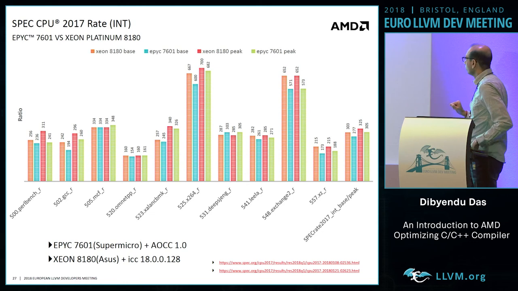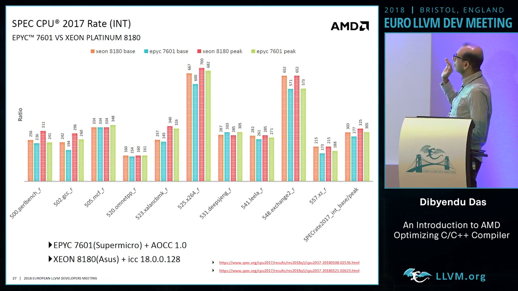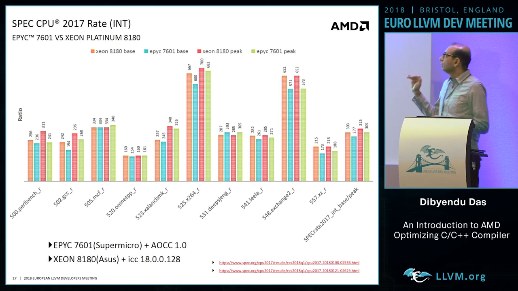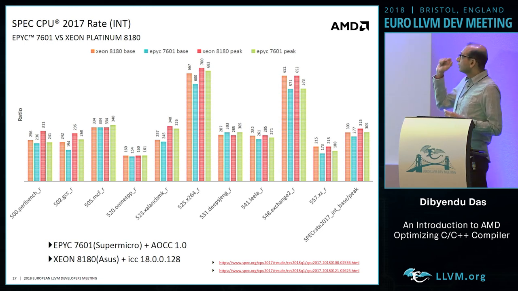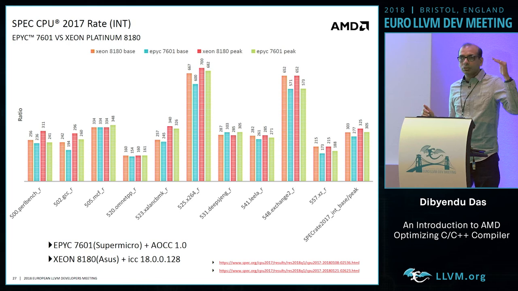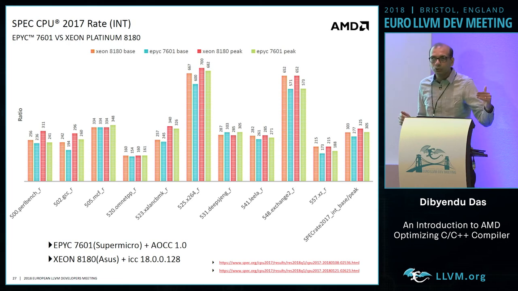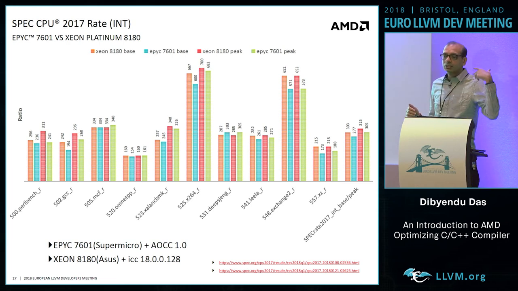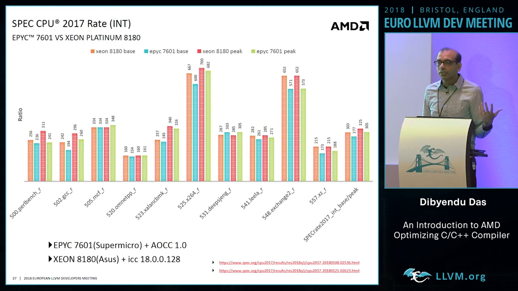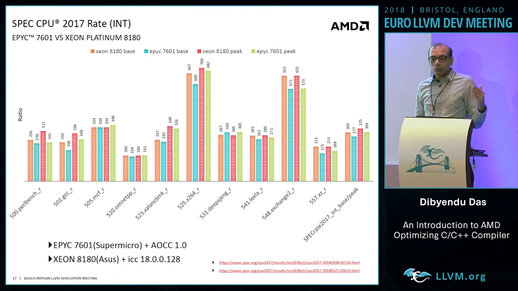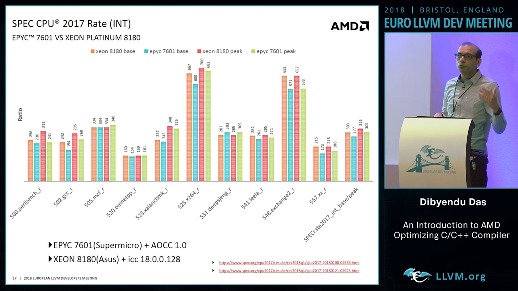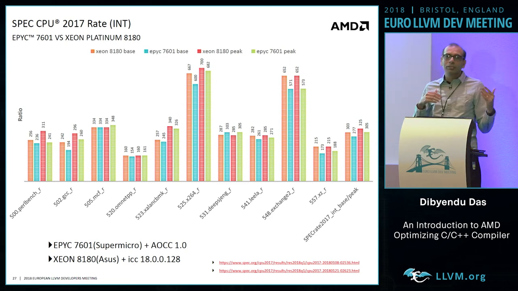Now, this chart may look a bit busy, but this is SPEC CPU 2017 rate integer, which means it's kind of a throughput score. Here it compares EPYC 7601, which is currently AMD's top-end 2P server line. This has 64 cores running 128 threads, and it is compared with Xeon Platinum 8180, which is once again Intel's top 2P SKU, which has 58 cores running 112 threads.